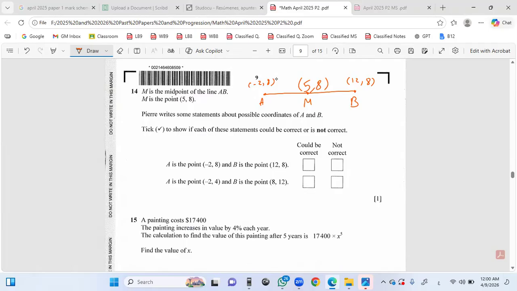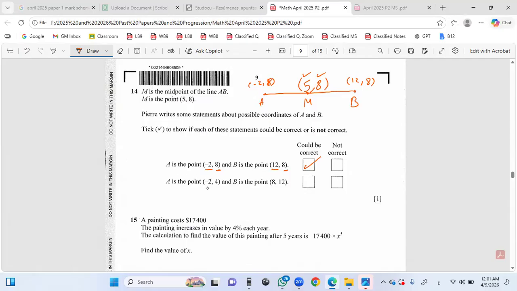Let's do it. If I want to find the midpoint, I need to add the two x's and then divide by 2. So -2 plus 12 is going to give you exactly 10. 10 divided by 2 is 5. Well, the x is correct. Let's check the y. 8 plus 8 is 16. 16 divided by 2 is 8. So this could be correct.